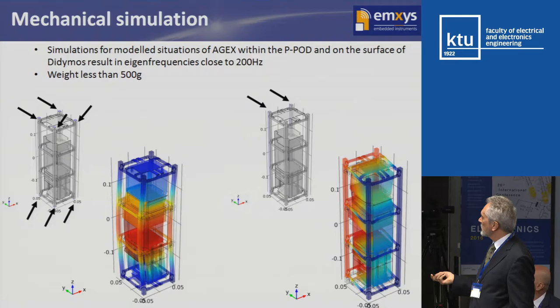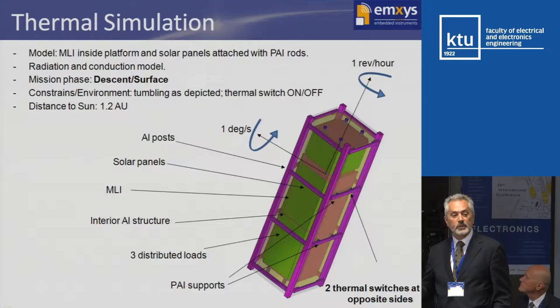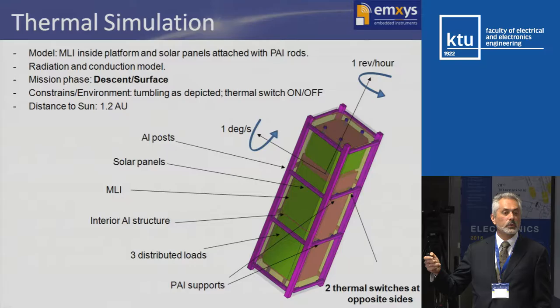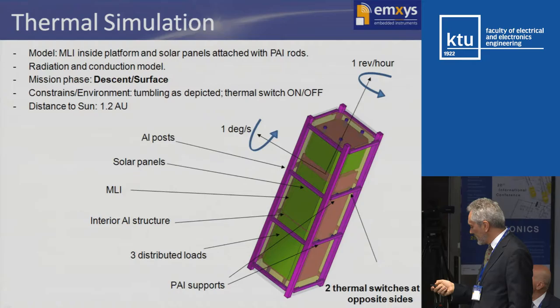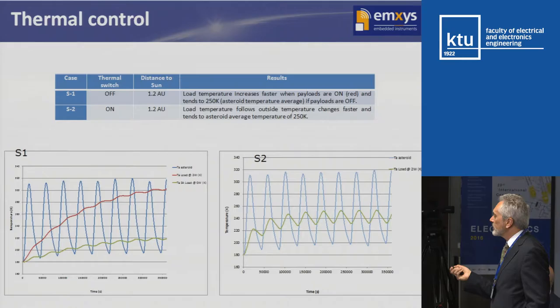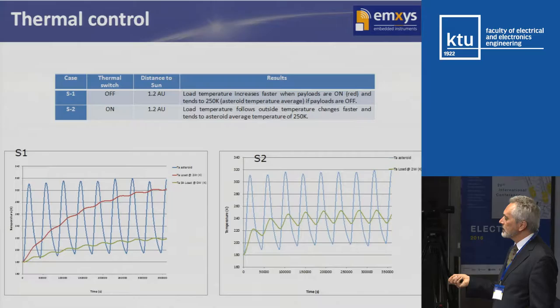From the thermal point of view, we've made some simulations of the satellite as well, to see what the temperature is inside and outside when the CubeSat is deployed and when it's resting on the surface of the asteroid. As you may see, this is the thermal control at work: the blue line is the actual temperature outside, and this is the temperature of the interior of the satellite with two loads working.